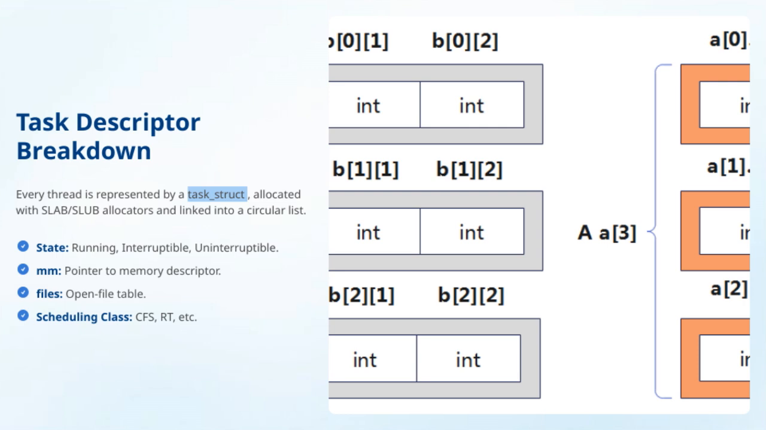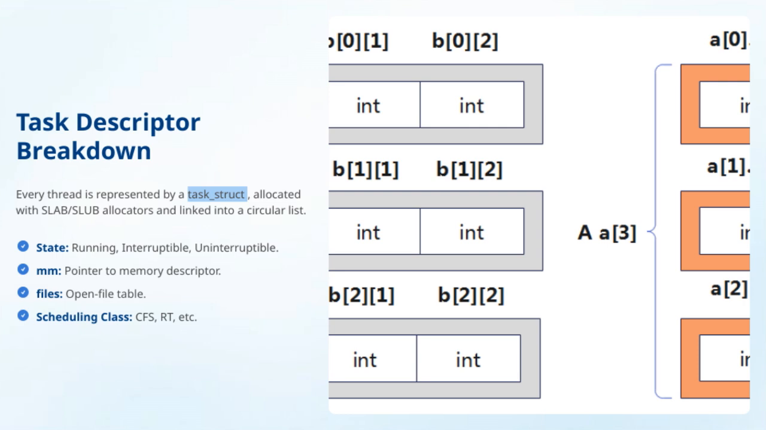Every thread in the system is represented by a task struct, which is a core data structure. These are allocated using slab or slub allocators, which efficiently manage kernel memory. These task structs are linked together into a circular list, forming a ring that makes scheduling and traversing all threads straightforward. When we look at the task descriptor breakdown, it essentially provides a detailed view of what makes up each task struct. These components work together to enable the kernel to manage multitasking efficiently and ensure smooth process execution.